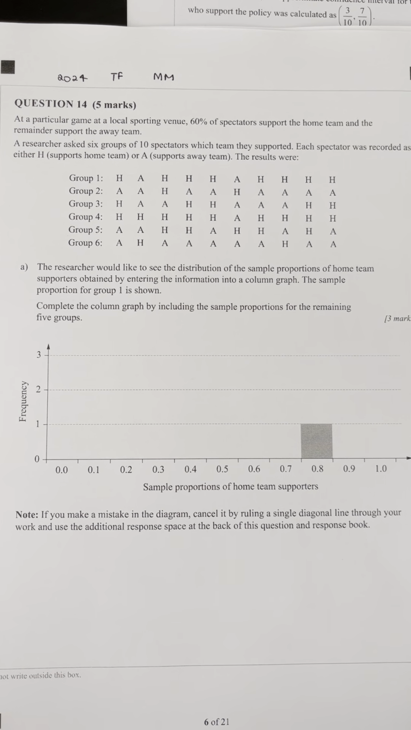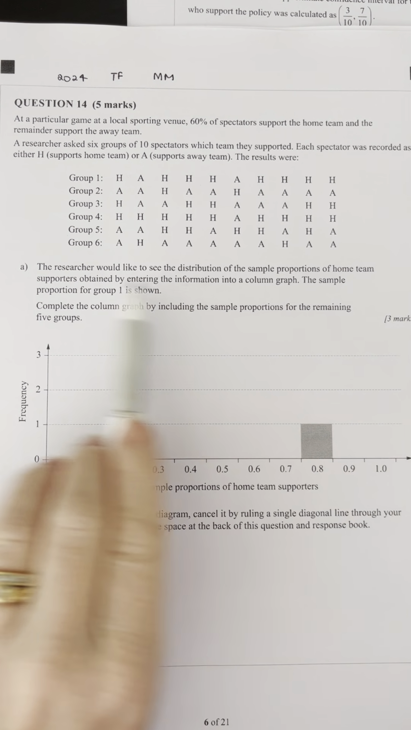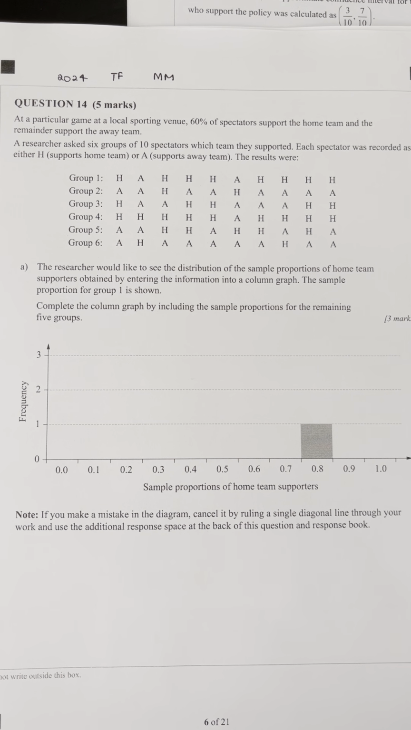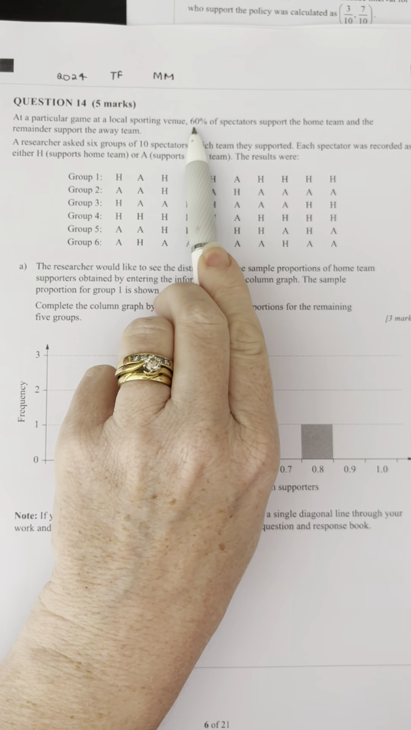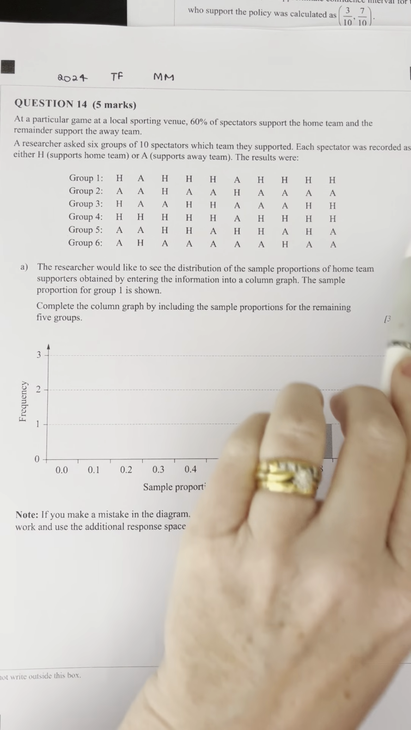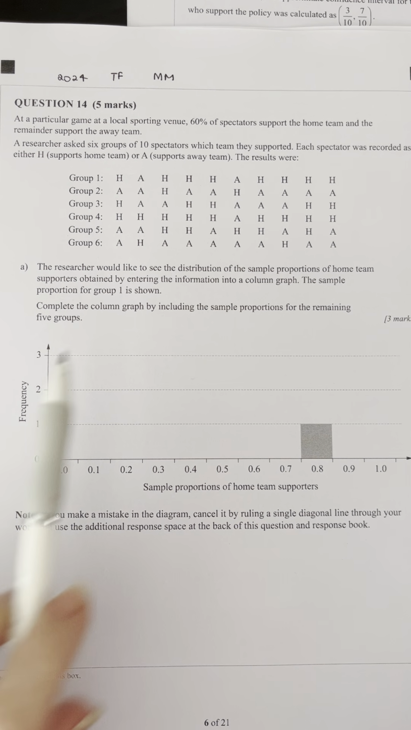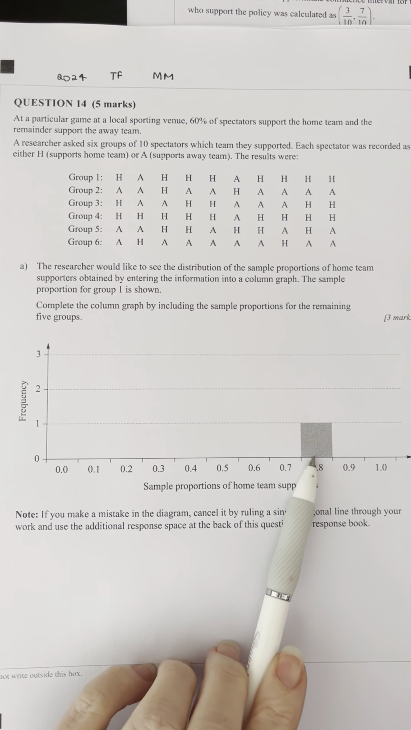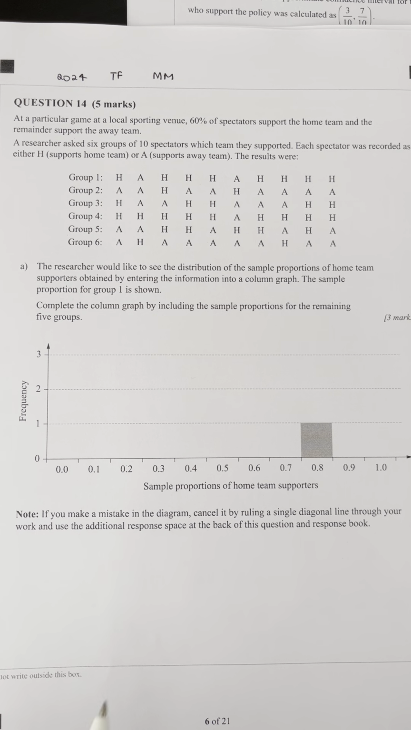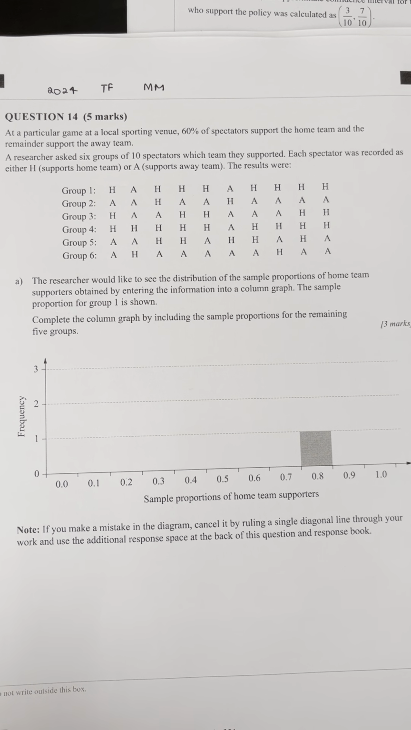Okay, we're looking at question 14 from the 2024 tech-free paper for maths methods. Here we're given some information about some data collected at a football game. We know that 60% of spectators support the home team, and then they've taken groups of 10 and got the data from there, where they've got A for they support the away team and H if they support the home team. They want to graph that, and they've done the first one for you, which is always good if you're not sure exactly what they're wanting you to do.